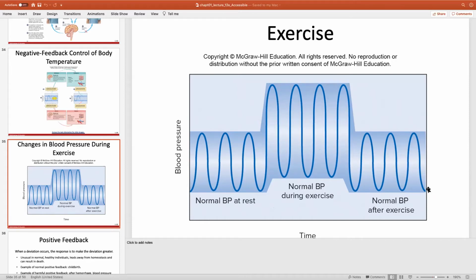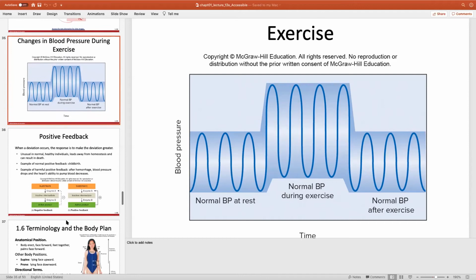Now, if you're in good shape and you've exercised for a long period of time, right? So you're a jogger and you've jogged for years and years, you will not see this huge increase in blood pressure during exercise, right? It'll be a small increase, not a big increase. But even with them, there should be a mild increase with exercise.